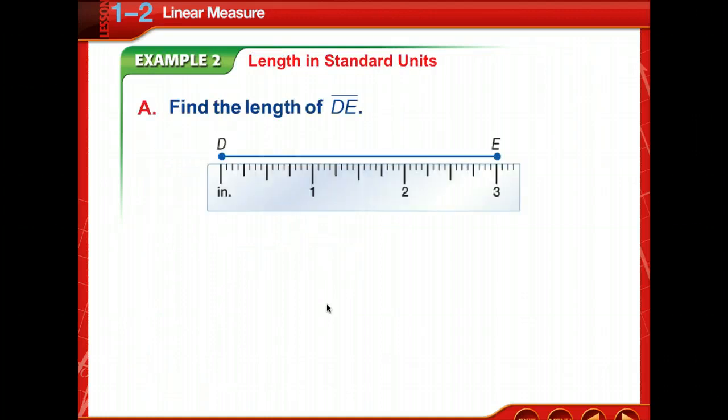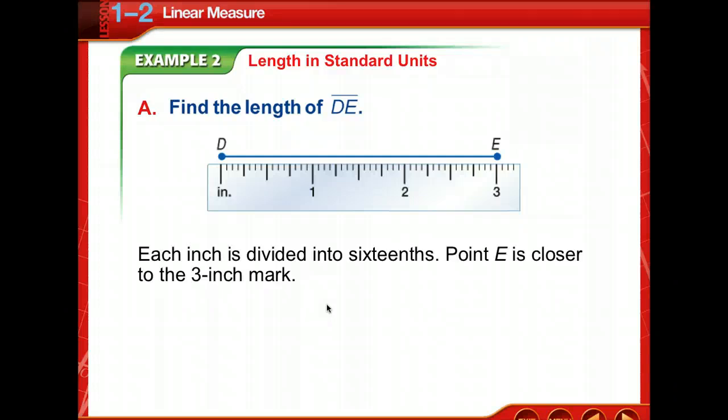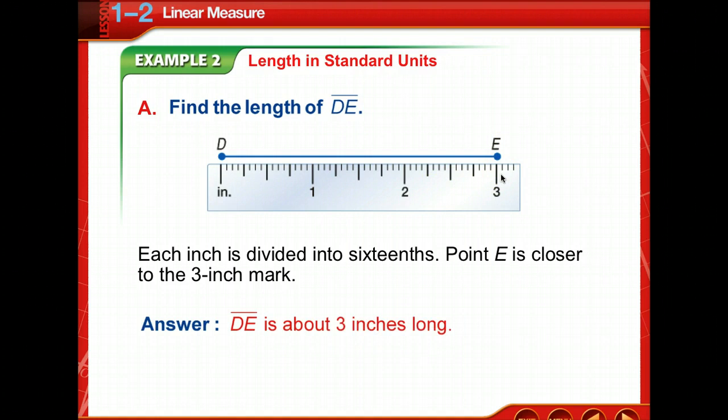Now let's look at the length in standard units. Just for an interesting tidbit, there's only 3 countries in the world that still use standard units: the United States, Myanmar, also known as Burma, and Liberia. How about that? Everybody else uses metric. We have to be different. So find the length of DE. Well, notice that each inch is divided into 16ths. Point E is closer to the 3-inch mark, so DE is about 3 inches long.